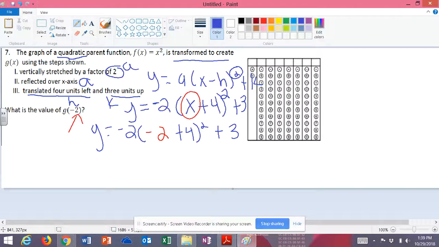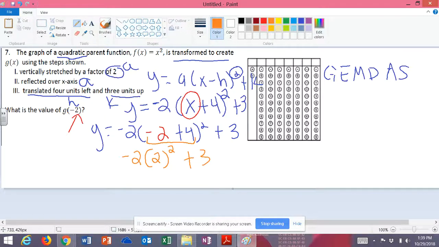Okay, and then I'm going to simplify, and it's really important that you follow the order of operations. Remember, your order of operations is your grouping symbols first, exponents, multiplication, division, addition, subtraction, GEMDAS, okay, grouping symbols first. And in this case, our grouping symbols are the parentheses. So I'm going to simplify what's inside of the parentheses. Negative 2 plus 4 becomes 2. So now I'm going to have negative 2 times 2 squared plus 3.